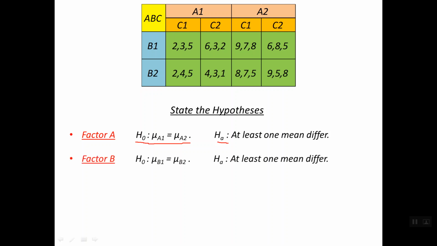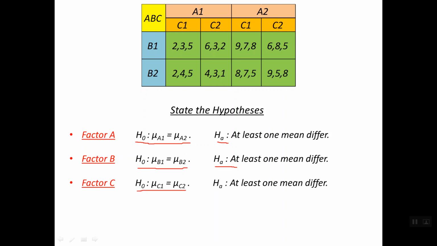For the second factor, factor B, again we have the null hypothesis, which states that mu for B1 is the same as mu for B2, and the alternative hypothesis states that they are not the same. For the third factor, factor C, again we have the null hypothesis. Mu for C1 is the same as mu for C2, while the alternative one is the opposite, which means that the two means are not the same.